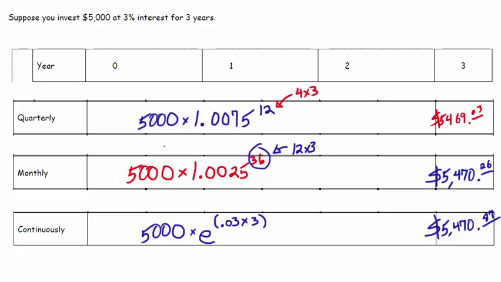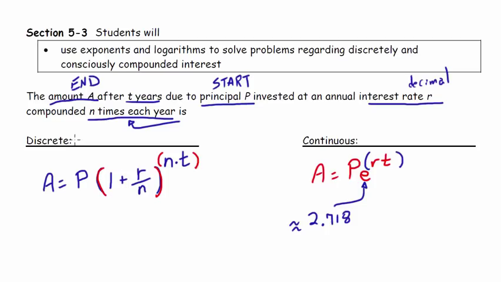So hopefully this has helped us understand that the more often we are paid, the more money we earn, and hopefully by going through this the long way, this discrete formula here makes a little more sense to you. All right, so let's work through a couple examples.